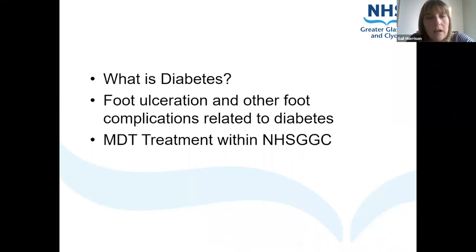So this evening I intend to talk briefly about diabetes itself. Everybody knows more about diabetes, so I'll just cover that briefly. Some foot ulceration, some of the other foot complications, but mostly I'll go over the pathways in which the patients are directed to the MDT in Glasgow, and who's involved in those.